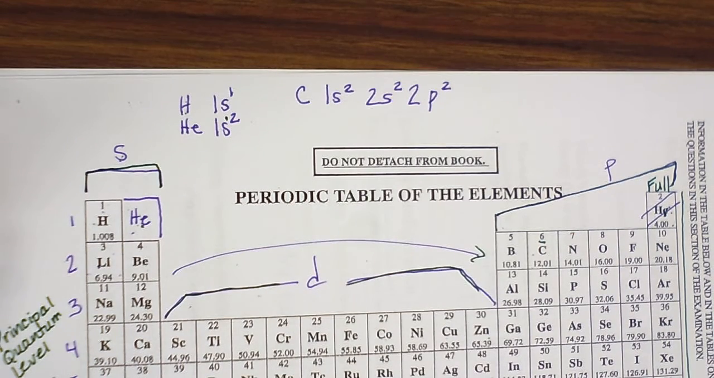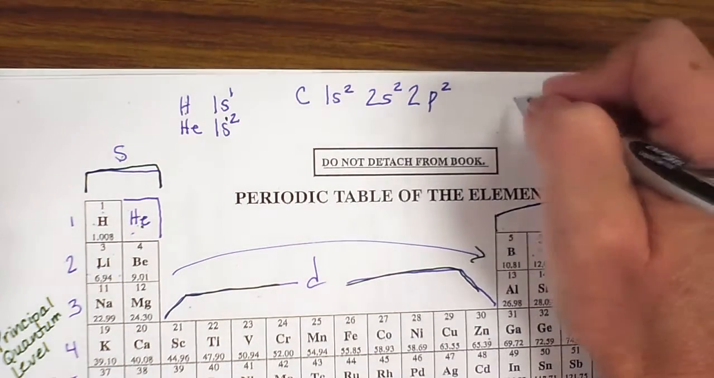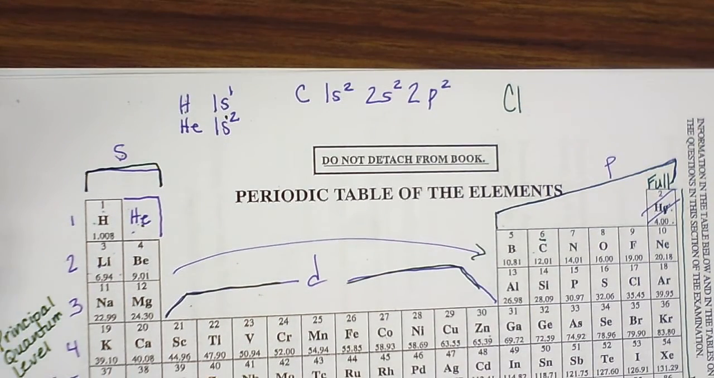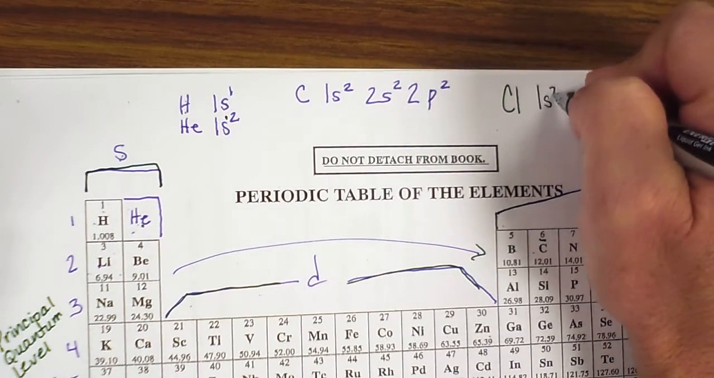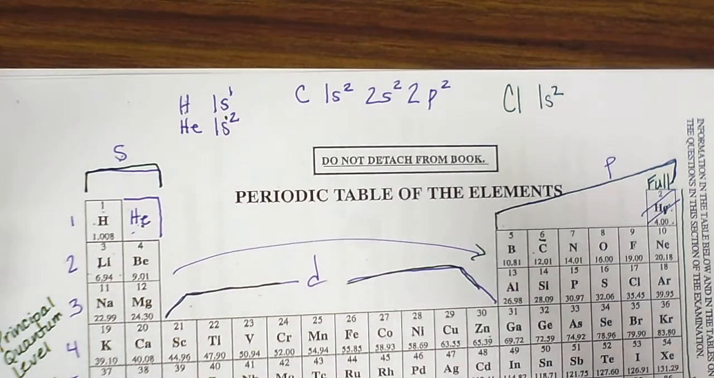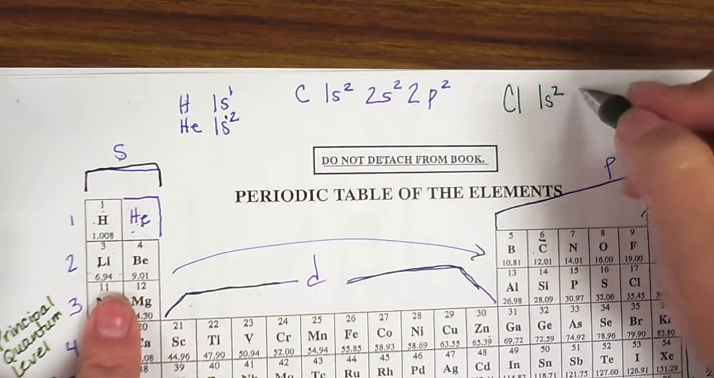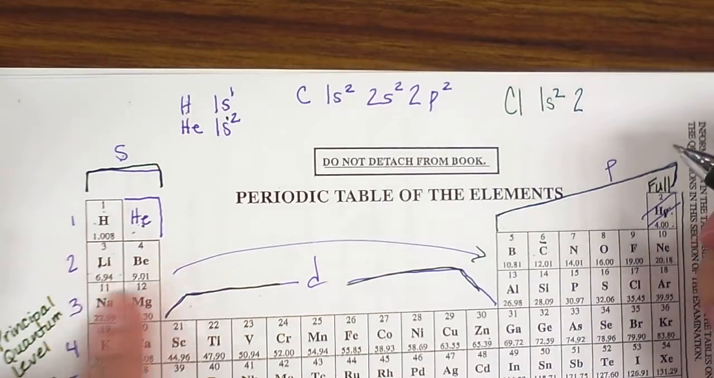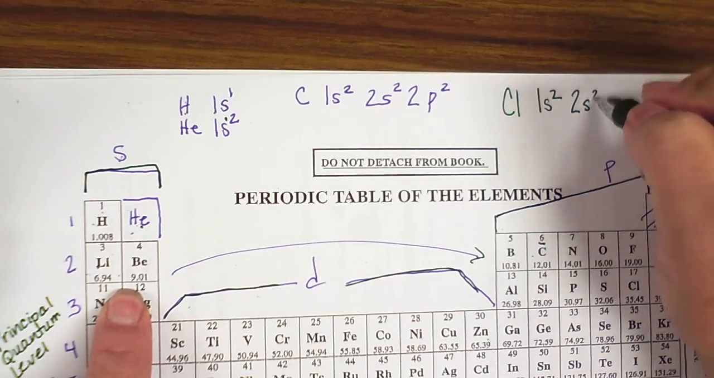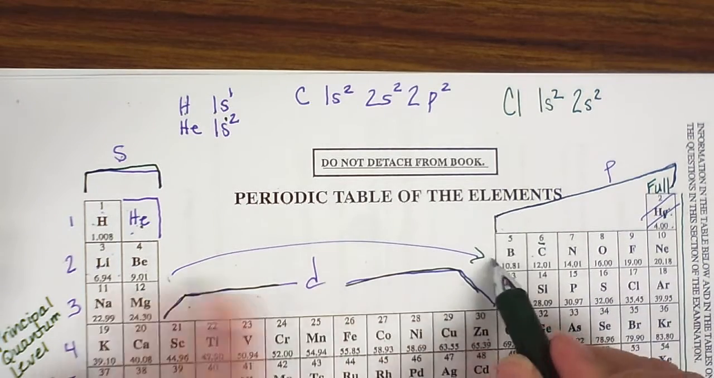Now let's do chlorine. All right, so we're going to do chlorine now. I've got to do 17 electrons, and we're going to start with 1s, and we're going to put them in as 1s. And how many can I put in there? 2. And now that fills this, and I'm up to helium, so I'm full, right? So I'm going to go to the next row. 2s. How many electrons can I put in? 2, right? Now I'm going to skip the d block. I'm going to go over here.